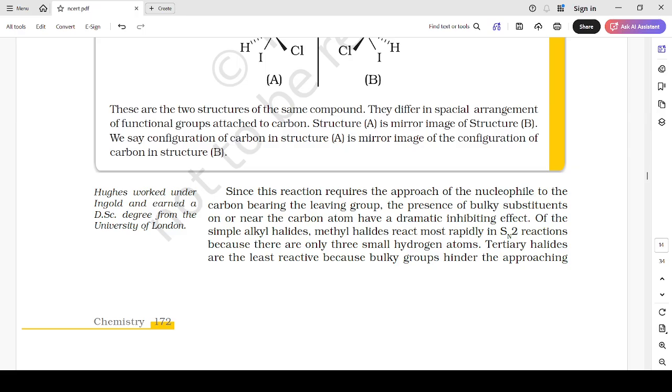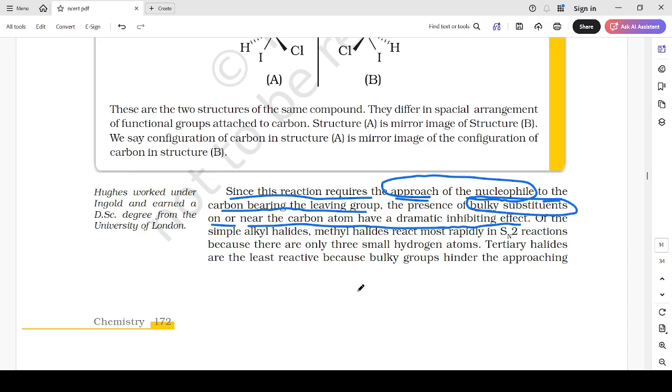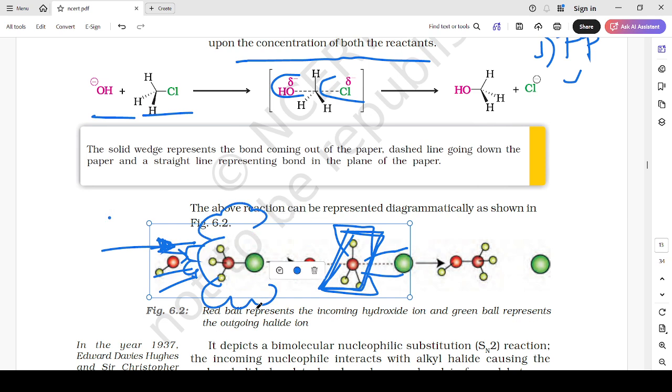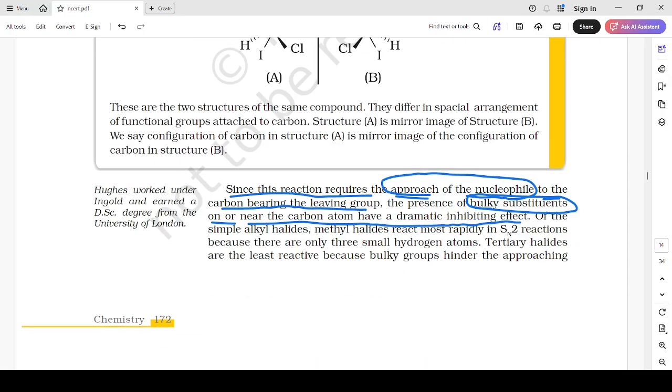Since this reaction requires the approach of the nucleophile to the carbon bearing the leaving group, the presence of bulky substituents on or near the carbon atom has a dramatic inhibiting effect. Of course, we say the OH minus or the nucleophile is attacking from the backside. If this carbon is going to have some bulky groups, methyl is there, ethyl is there, propyl is there, it's very difficult for this incoming nucleophile to attack. Definitely it will inhibit the reaction here.